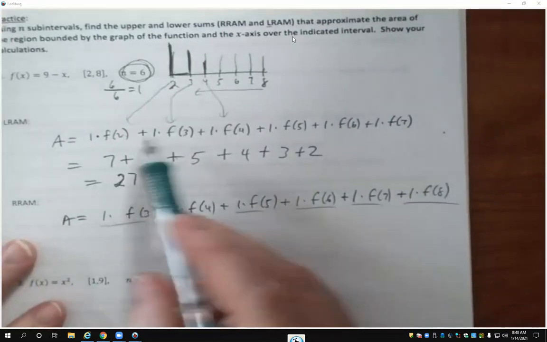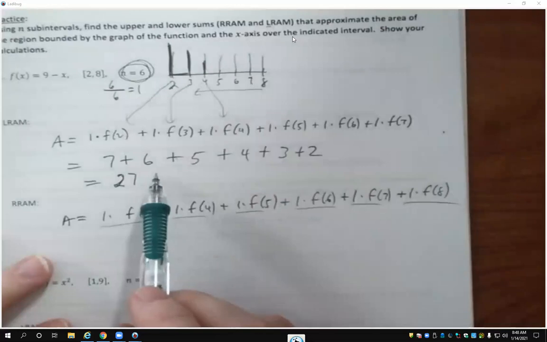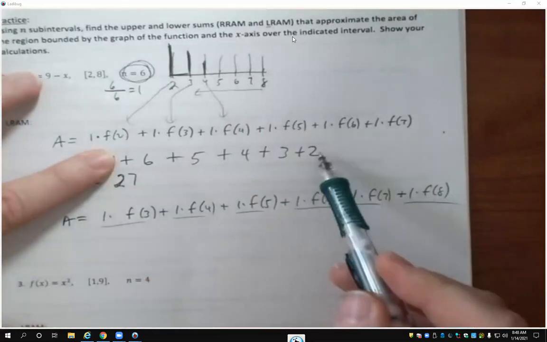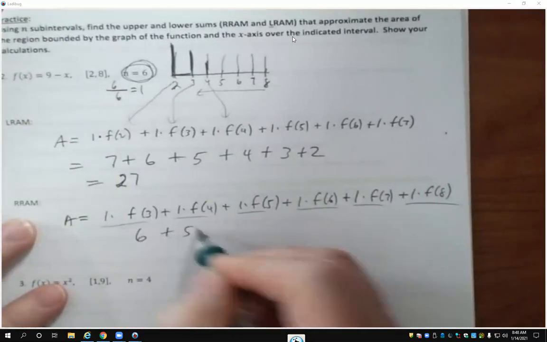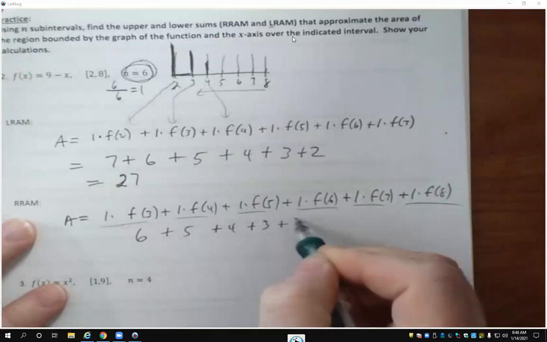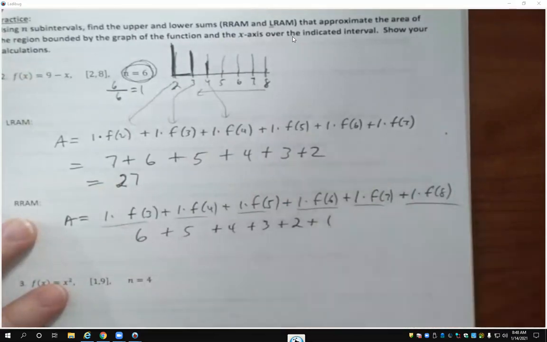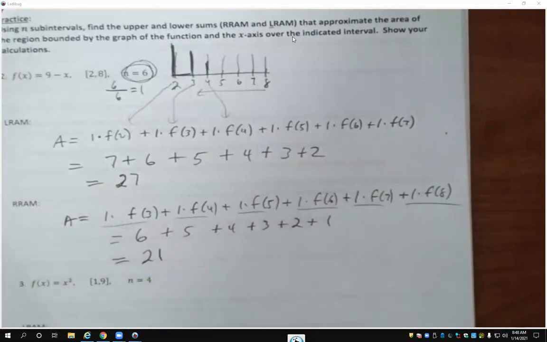And nothing's really changed. Well, a little bit has changed, right? We're not going to have this 7 anymore, but we're going to add another number on this side. So f of 3 was 6 plus 5 plus 4 plus 3 plus 2, and f of 8 is 1. And that all adds up to be 21. So my upper limit, which in this case was LRAM, was 27, and my lower limit or lower area was 21 from using RRAM, and that's an underestimate.